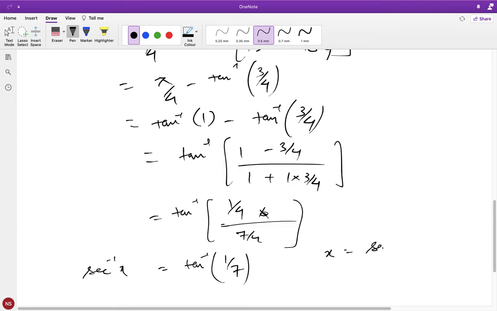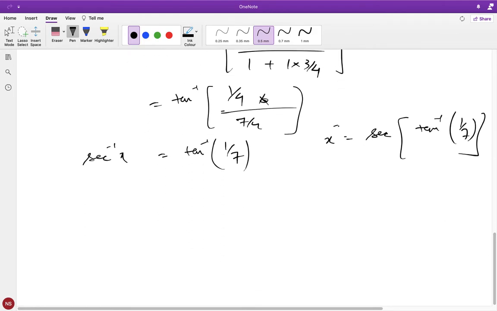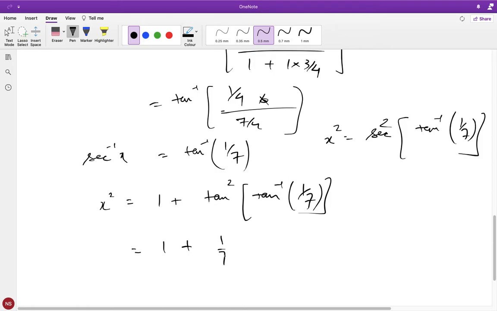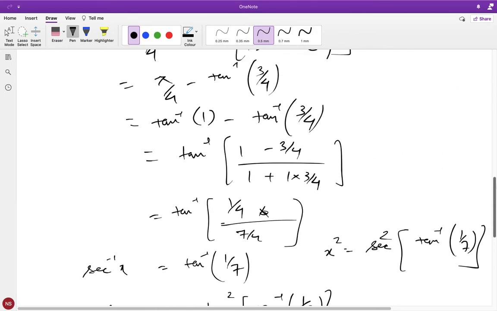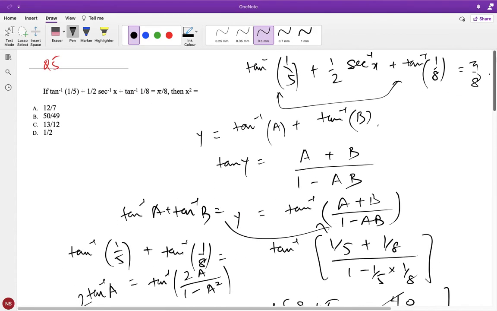Now x is equal to secant of tangent inverse of 1 by 7. If I take square, x square equals to this. Now we all know that secant square theta is 1 plus tan square theta. So this will be this. Tan of tangent inverse, so this, and the square is already there. So 1 plus 1 by 49 is 50 by 49. So x square is 50 by 49. Okay, next problem.